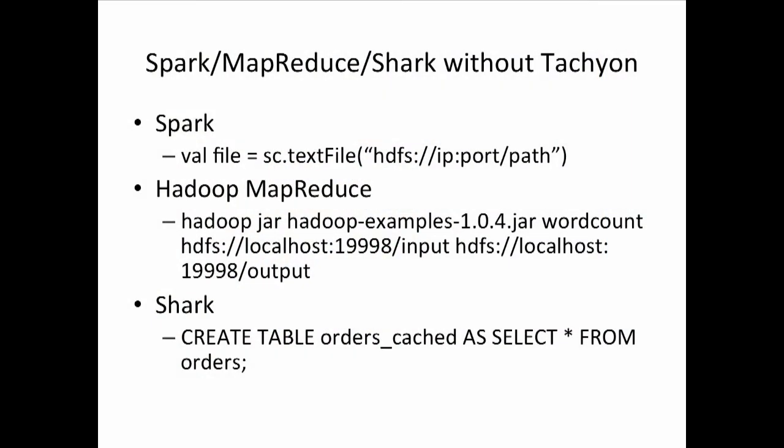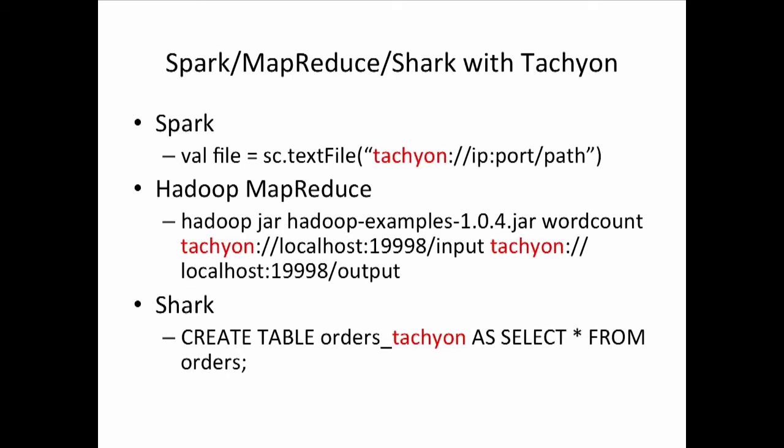This is how you use different frameworks like Spark and MapReduce without Tachyon. Say, for example, in the first line, you get a Spark RDD by calling textFile from an HDFS URI. And now with Tachyon, you simply change the URI from whatever previous URI to the Tachyon URI, and it will just work. So it's basically a configuration change, and it's relatively simple to do this.